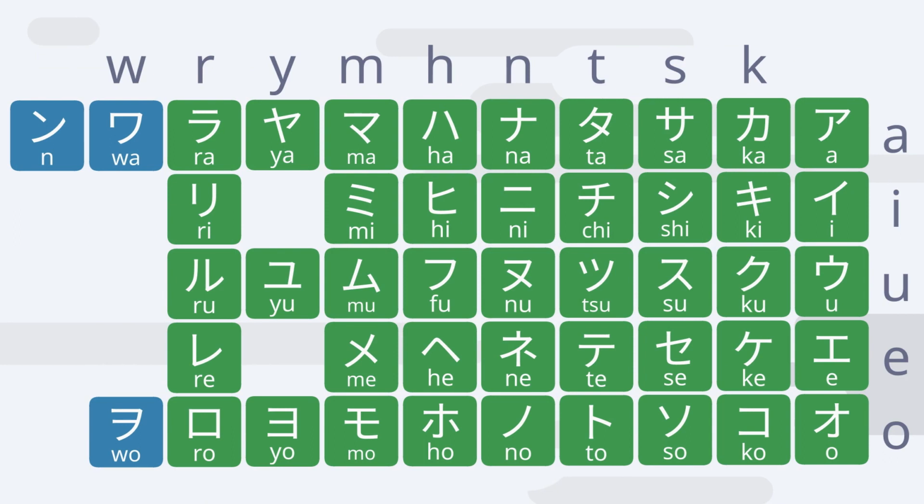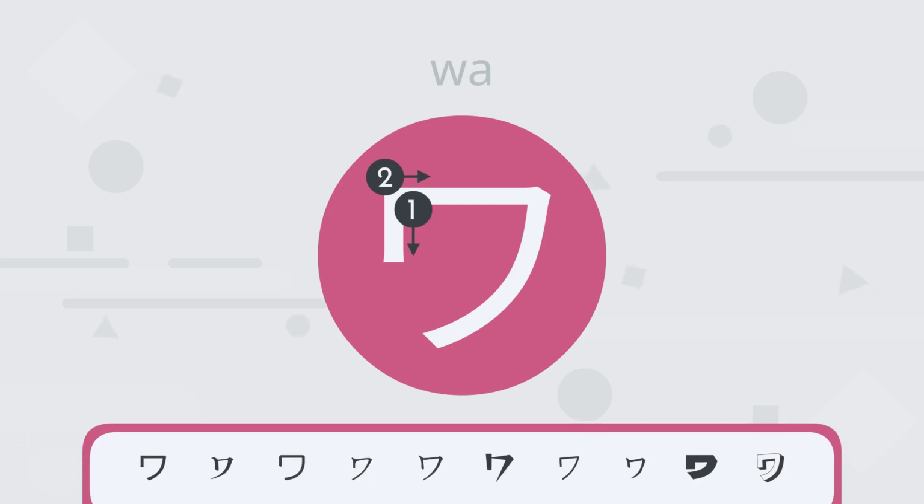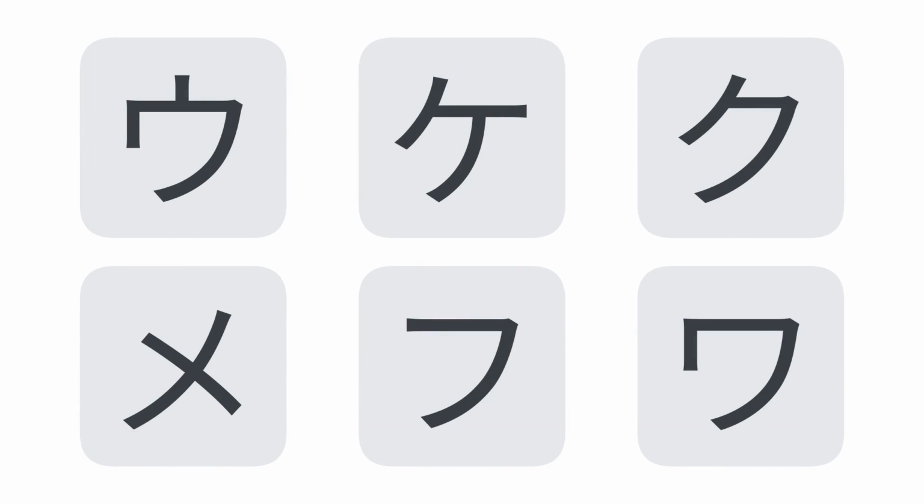In this lesson, we'll learn the final three katakana characters, wa, o, n. The first character we'll learn is wa. Wa. Wa. Which of these characters is wa? Wa.